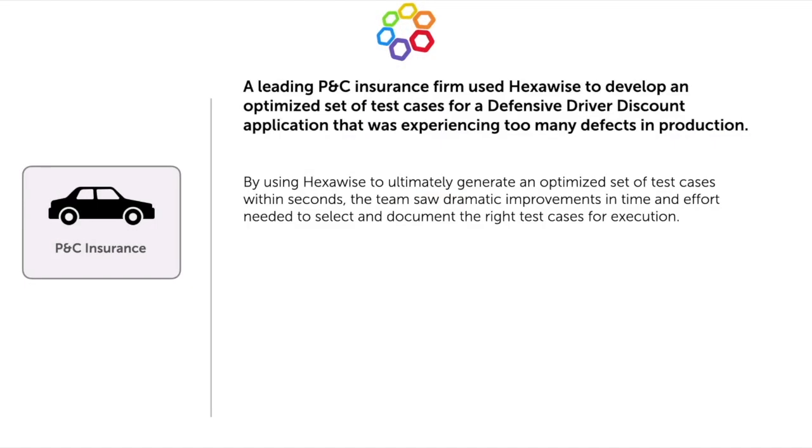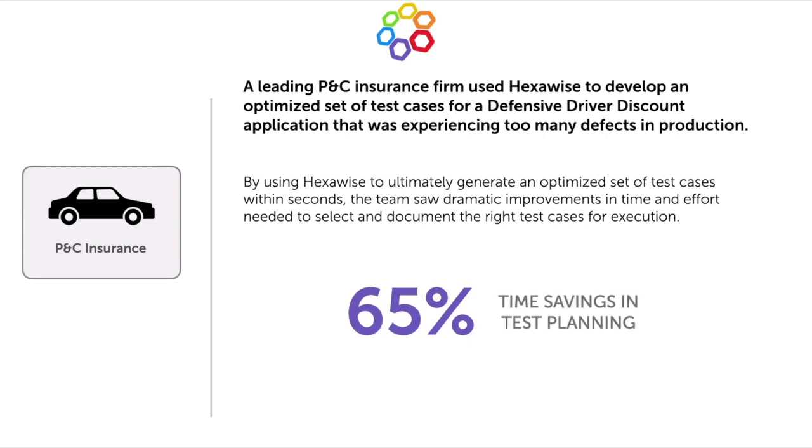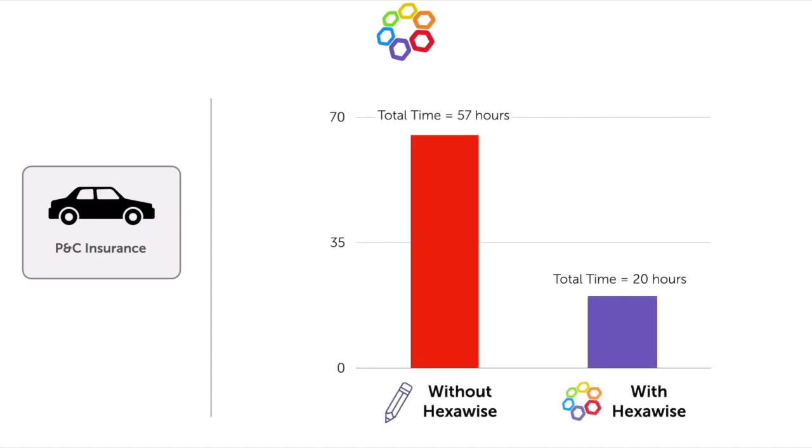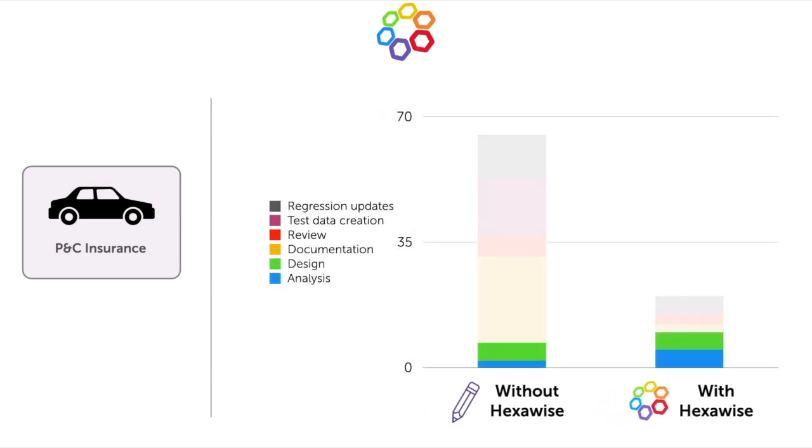One of our insurance clients recently carefully measured time savings during test creation. They found that they were able to reduce their test creation time by almost 2/3. How did they save so much time? Let's dive deeper into the results from this insurance company. After completing their benefits measurement for the test planning phase to analyze the difference between traditional and Hexawise approaches, they found that they were able to spend 65% fewer man-hours, or 57 hours using traditional approaches versus 20 hours with Hexawise.